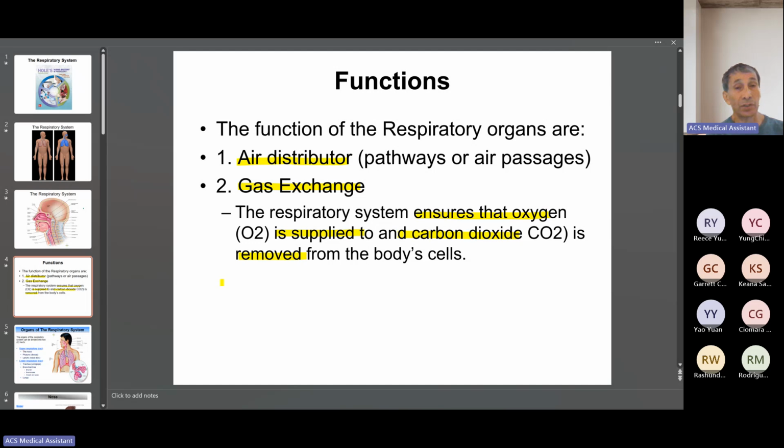So we need to know those terms. They are very important. Inspiration, inhalation, exhalation. You inhale, you exhale. These are other terms that we use.